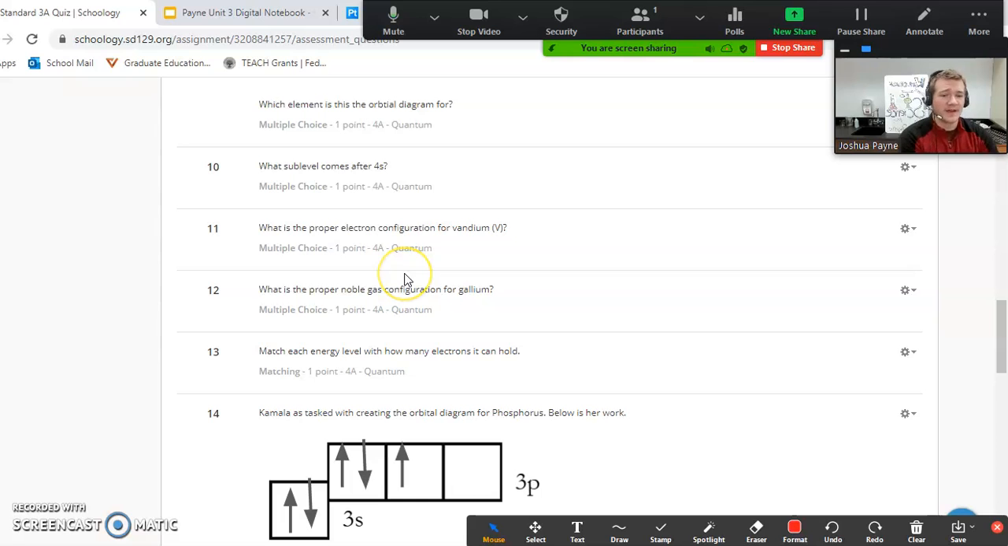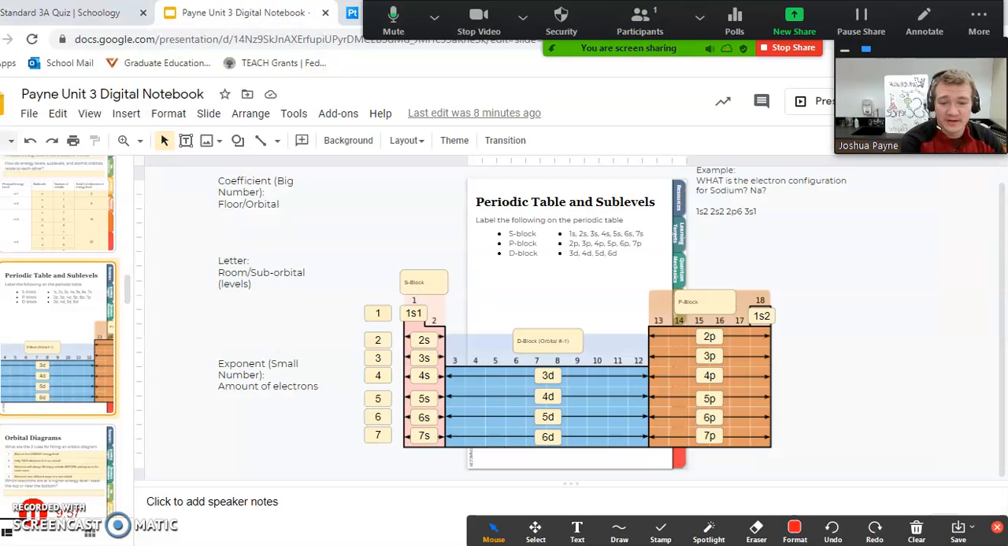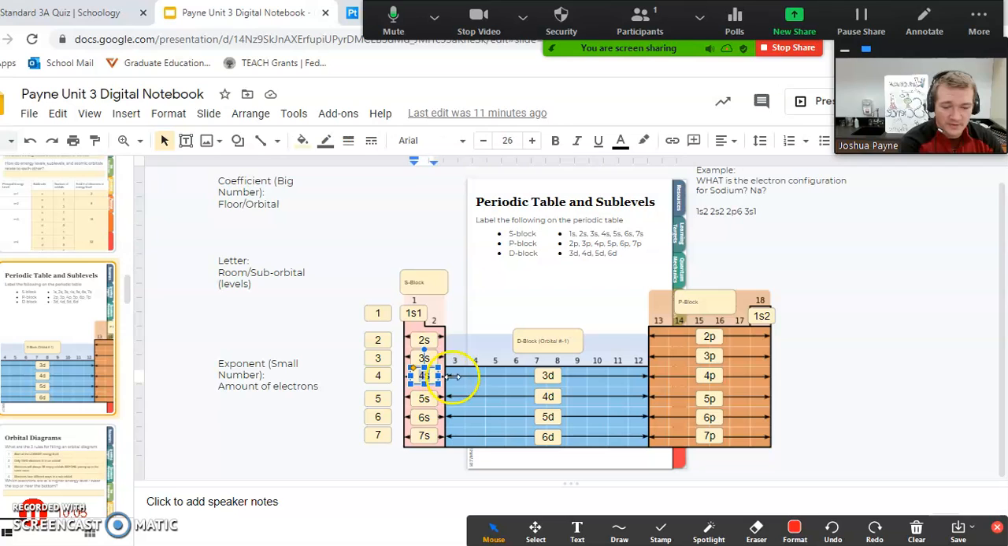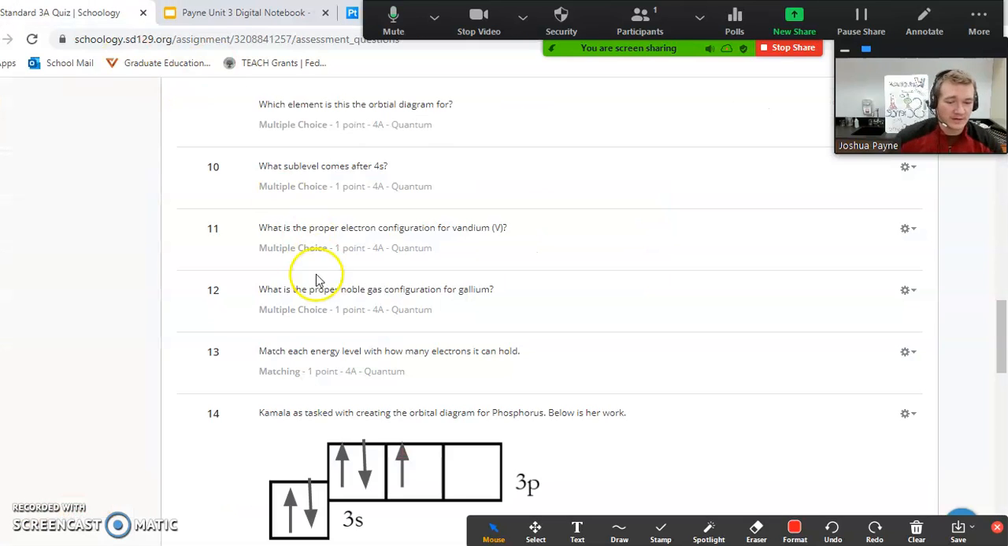What sublevel comes after 4s? A really easy way to figure this out is to look over here at the notes that we took. On the fourth energy level, we have 4s. What comes right after 4s if we're reading to the right? Well, 3d, of course. We see 3d comes up next when we're writing out our electron configurations.